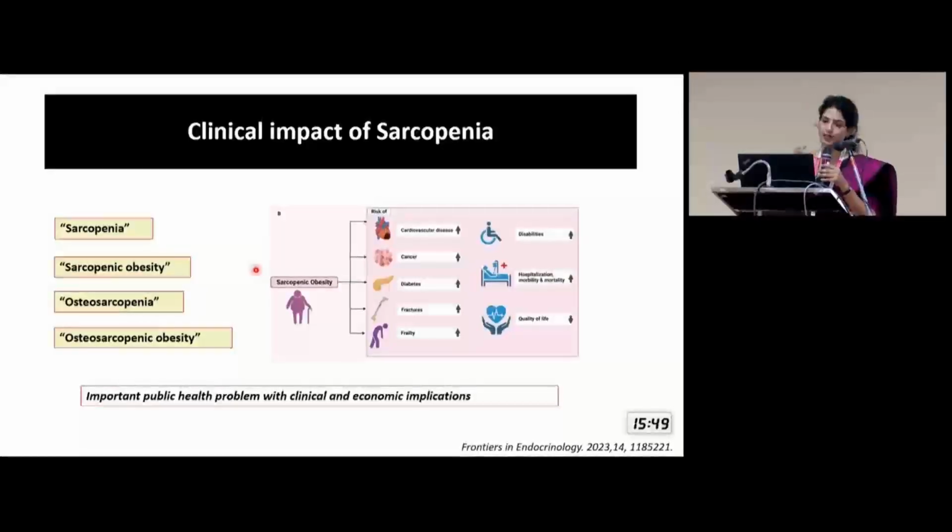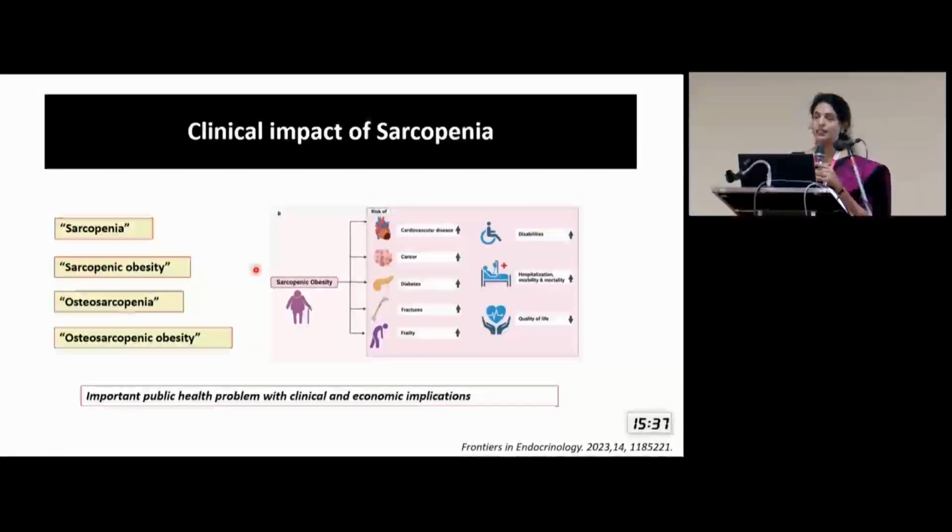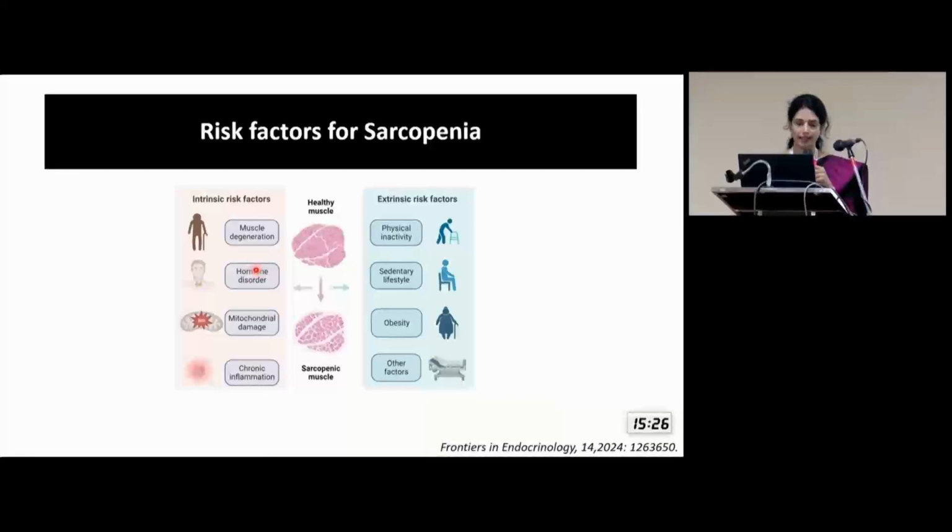Sarcopenia and sarcopenic obesity have been significantly linked with cardiometabolic diseases, diabetes, and also malignancy. And when it comes to osteopenia and sarcopenia, we know there is increased risk of frailty and fractures. What that means is an increased risk of morbidity and mortality, disabilities, and poor quality of life. So that leads to significant clinical and economic implications for public health.